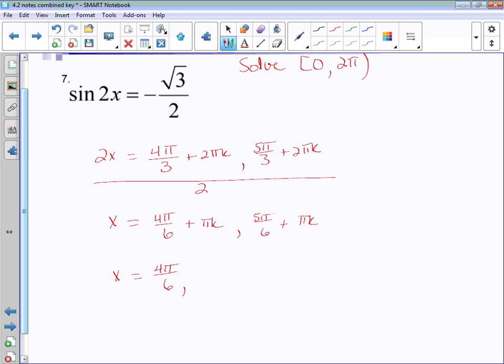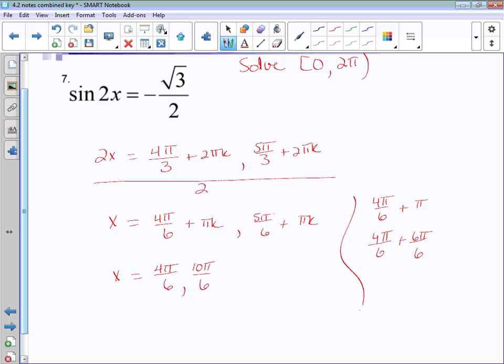Then it tells me to add pi to that. Well, over to the side here, I'll do 4 pi over 6 plus pi. That's 4 pi over 6 plus 6 pi over 6. So 10 pi over 6 is your second one. We just added, because it says plus pi here. 4 pi over 6, first answer, then we're adding pi to it. And then you need a common denominator.